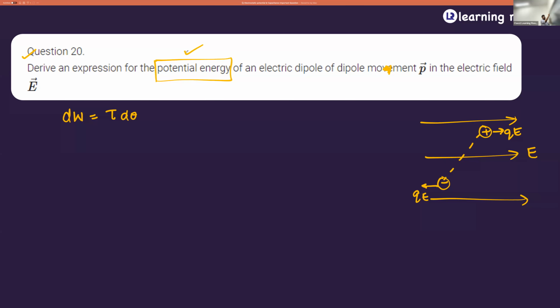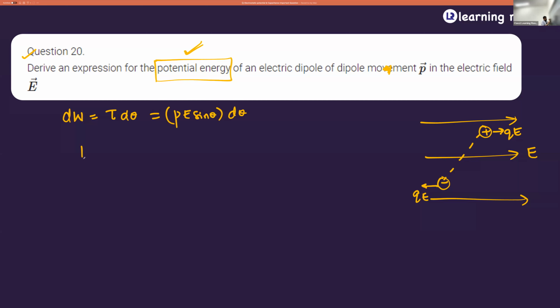So wherever potential energy is asked, the first thing that we need to calculate is the work done. So if this dipole is rotated through a small angle d theta, then there is a small amount of work dW that is done, which is given by the expression tau d theta, right? So this will be equal to, what is the expression for torque? It is going to be PE sin theta times d theta, right?